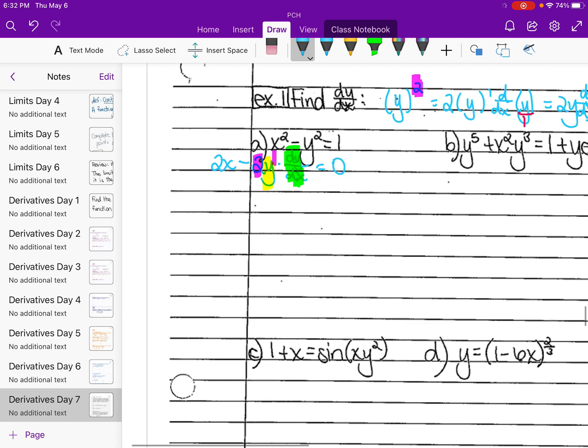So, and then from here, now I can solve for dy dx. So I'm going to make it so that this is positive. So kind of adding it to the right and then flipping. And then I can divide. And then I can cancel.